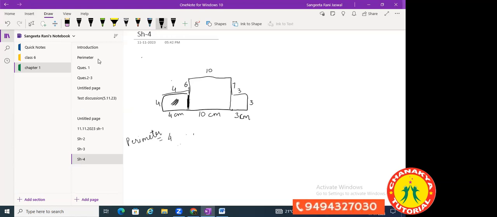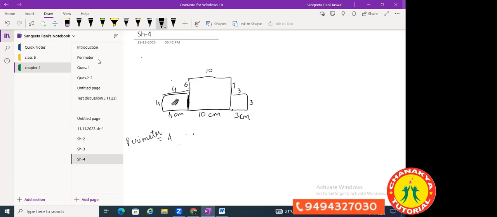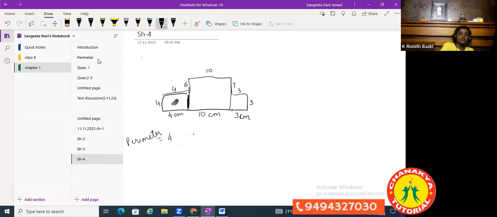Ma'am, just beside 10, 7 is there on its right side, and on the left side of 10, 6 is there. Shouldn't they both be 7, or should they both be 6? Wait, listen, because one is 4 and one is 3. So 10 minus 4 is 6 and 10 minus 3 is 7.